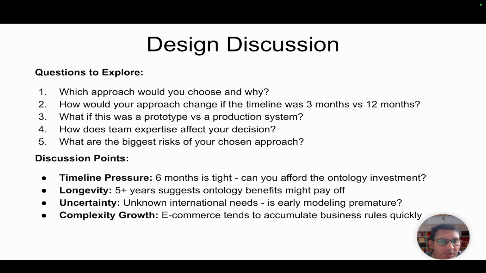Consider the timeline pressure. 6 months is tight. Can you afford the ontology investment? But also consider longevity. 5 years plus suggests that ontology benefits might pay off. There's significant uncertainty about international needs. Is early modeling premature, or would it save you painful refactoring later? E-commerce domains tend to accumulate business rules very quickly as you discover edge cases and regulatory requirements. How does that factor into your decision?